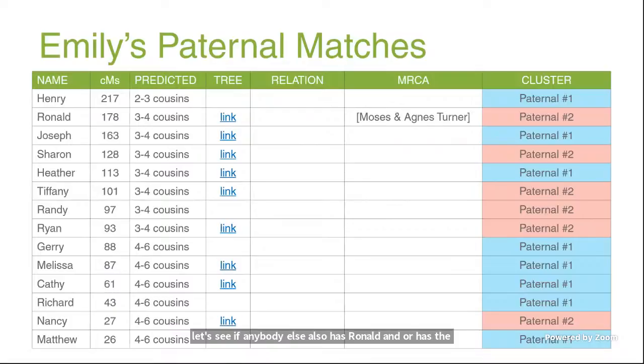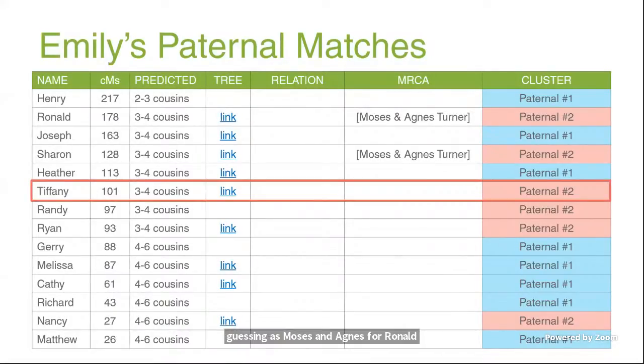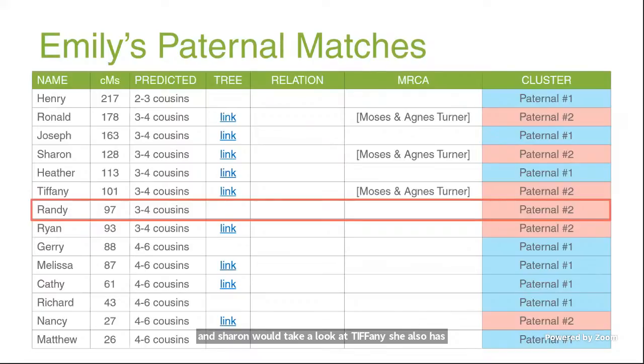So we say, okay, the MRCA we're guessing is Moses and Agnes for Ronald and Sharon. We take a look at Tiffany. She also has Moses and Agnes. Then we get to Randy. Now, what's making me pause about Randy? He's in the paternal cluster number 2. Well, unfortunately, he doesn't have a tree. So we have to skip Randy.